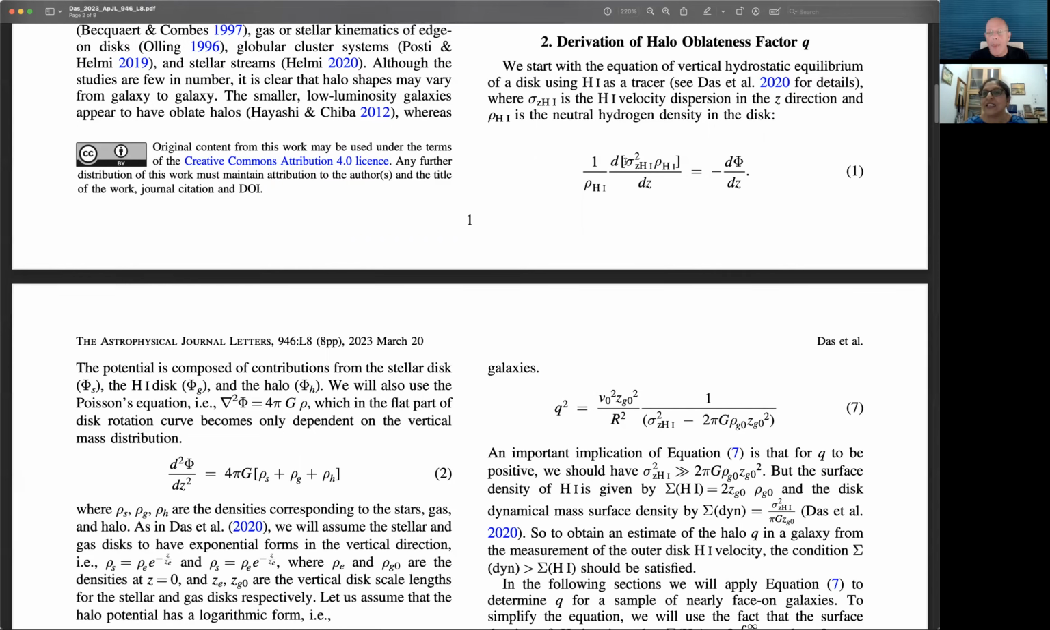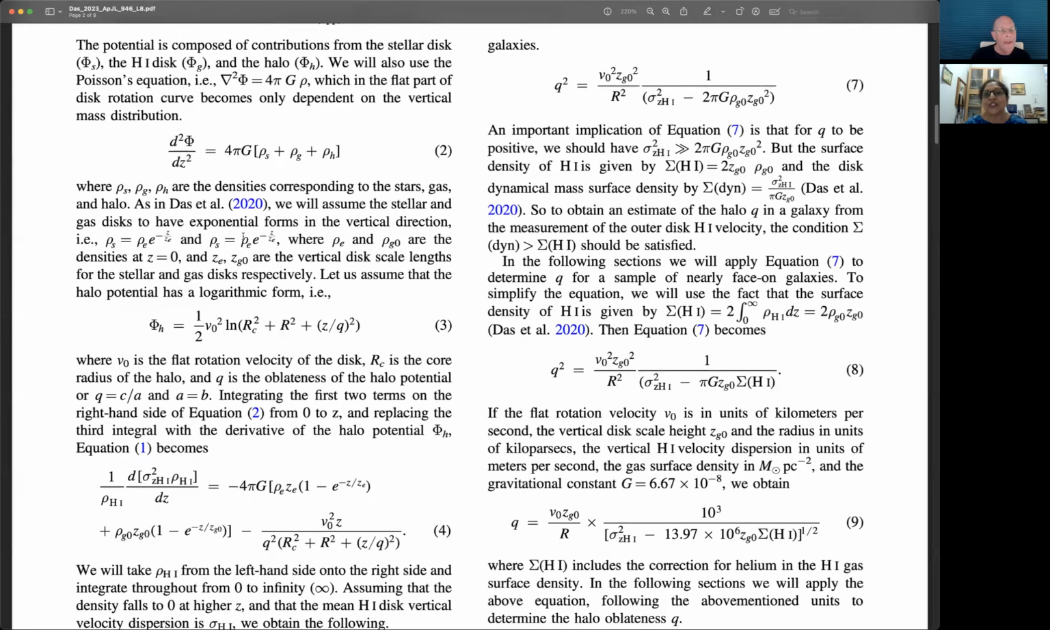On the left-hand side, there's rho, the density of neutral hydrogen. There's the gradient of the neutral hydrogen pressure term, dP/dz. And on the right side is just the force. Now, the force here is composed of everything. It's got the halo, it's got the stars, and it's got the gas as well. That's why in equation 2, Poisson's equation, you see the density terms for stars, gas, and the dark matter halo, rho H. That's our halo.